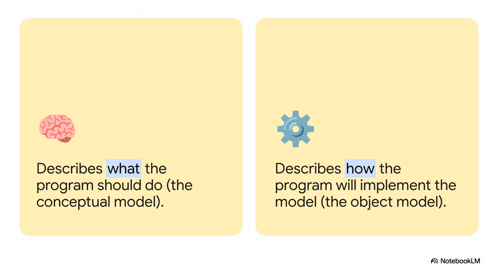To put it as simply as possible, analysis is the what. It's that conceptual model, the thing that describes the business problem we're trying to solve. Design, on the other hand, that's the how. It's the object model that lays out the precise technical plan for how we're going to write the code.